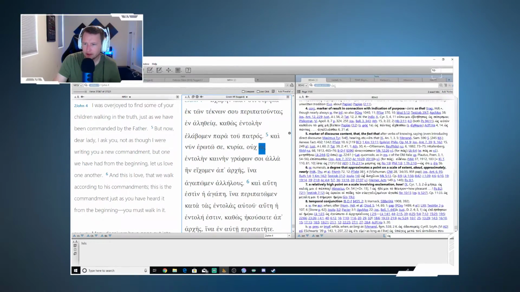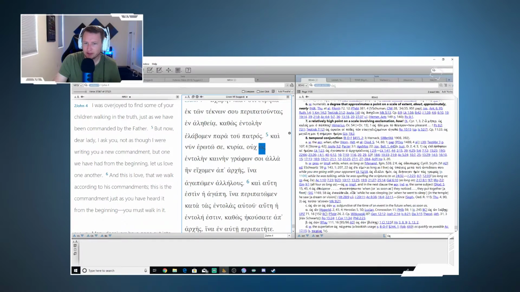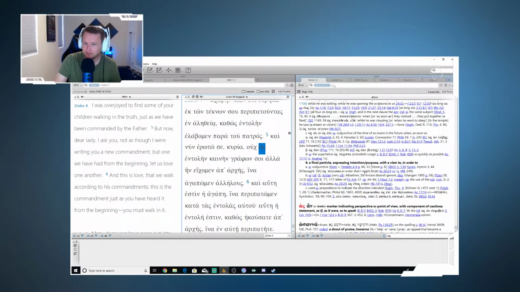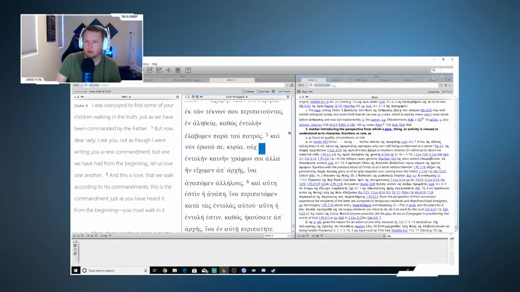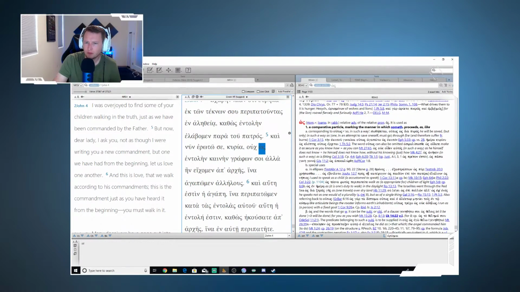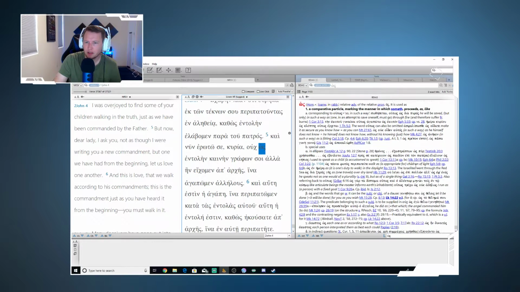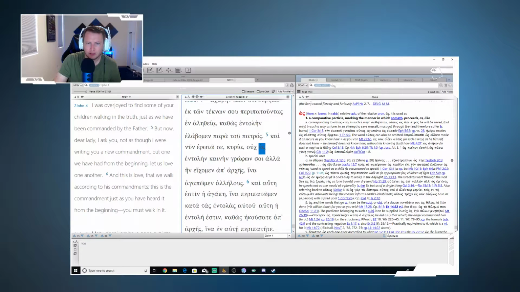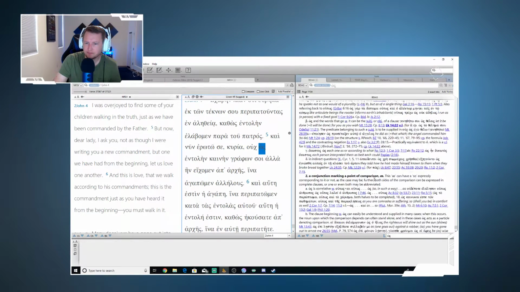A lot of ink spilt on this word. Holy crap. Okay, so it may not be so simple here. A comparative particle marking the manner in which something proceeds. That is not what we're dealing with here. It is not marking the manner in which something proceeds.